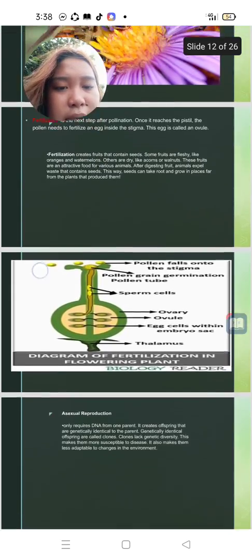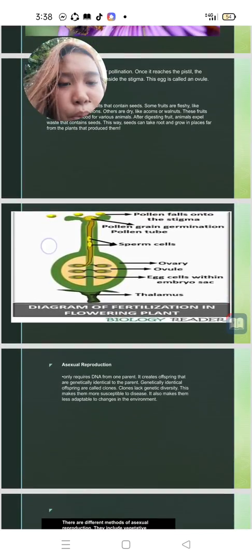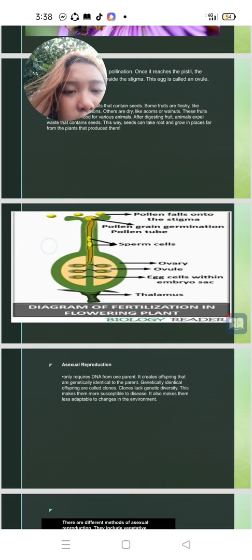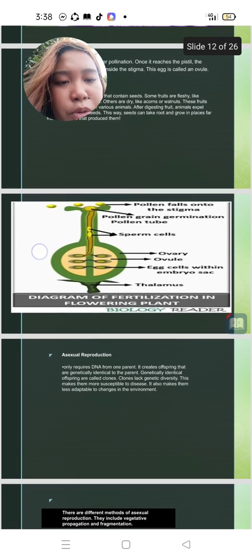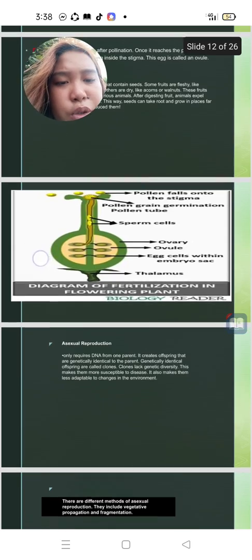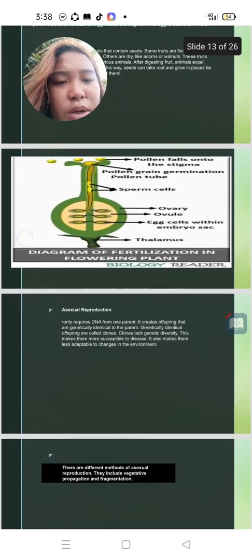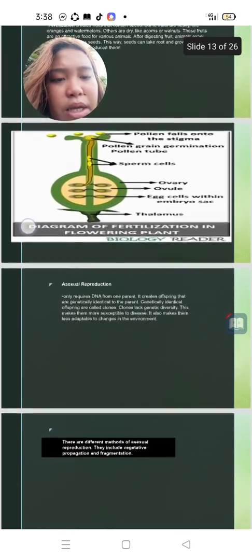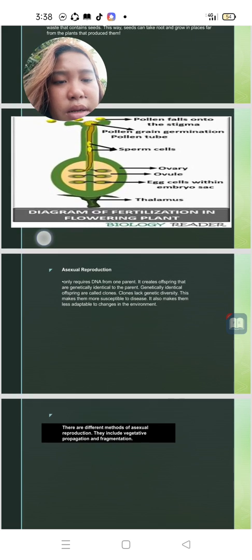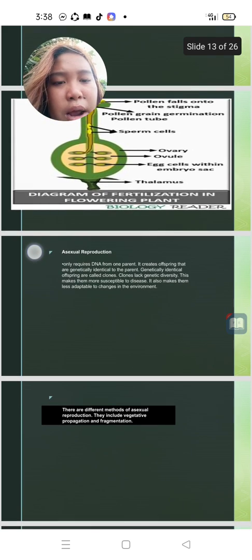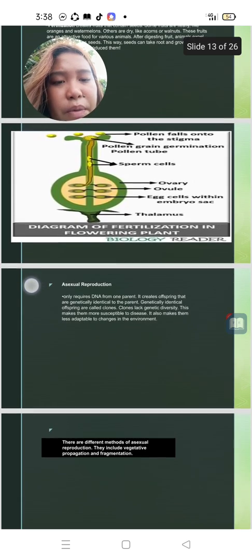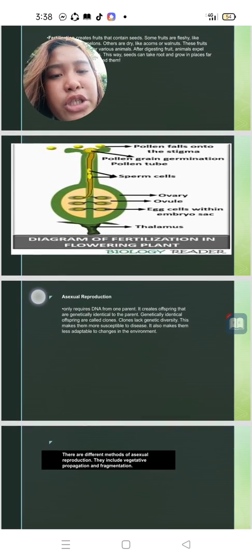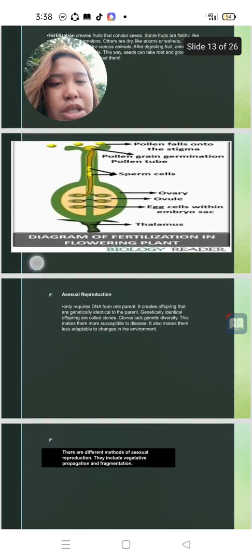In the picture, pollen falls onto the stigma. Pollen grain, germination, pollen tube. Sperm cells, ovary, ovule, egg cells within the embryo sac, then thalamus. This is a diagram of fertilization in flowering plants, showing the process of how a plant is fertilized.